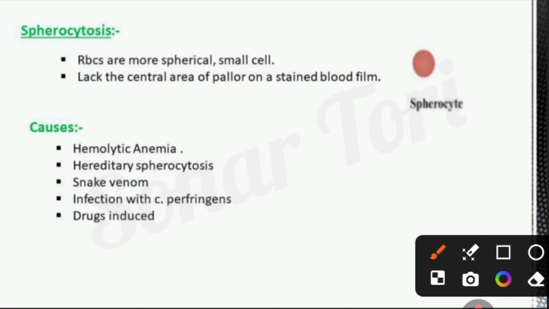Now, what are the causes of spherocytosis? It can be hemolytic anemia, hereditary spherocytosis, snake venom, infection with C. perfringens, also called Clostridium perfringens, and drug-induced causes. Those are all the problems which can create spherocyte cells.